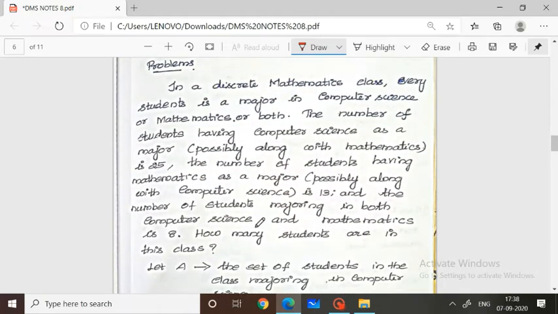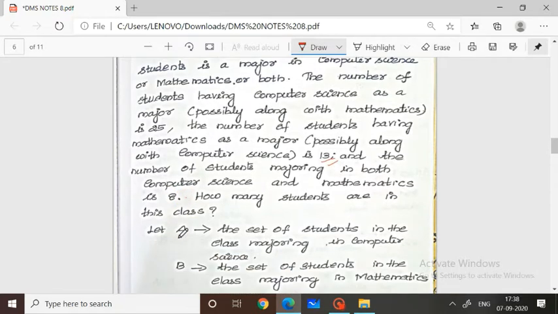In a discrete mathematics class, every student is a major in computer science or mathematics or both. The number of students having computer science as a major, possibly along with mathematics, is 25. The number of students having mathematics as a major, possibly along with computer science, is 13. And the number of students majoring in both computer science and mathematics is 8. How many students are in the class?